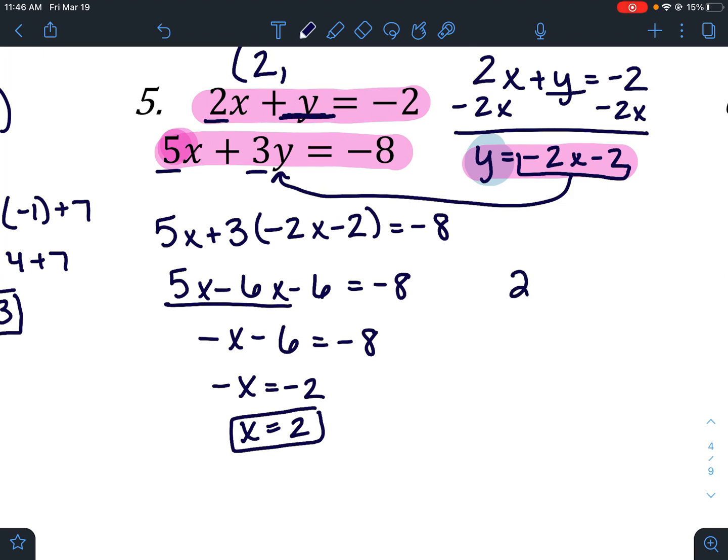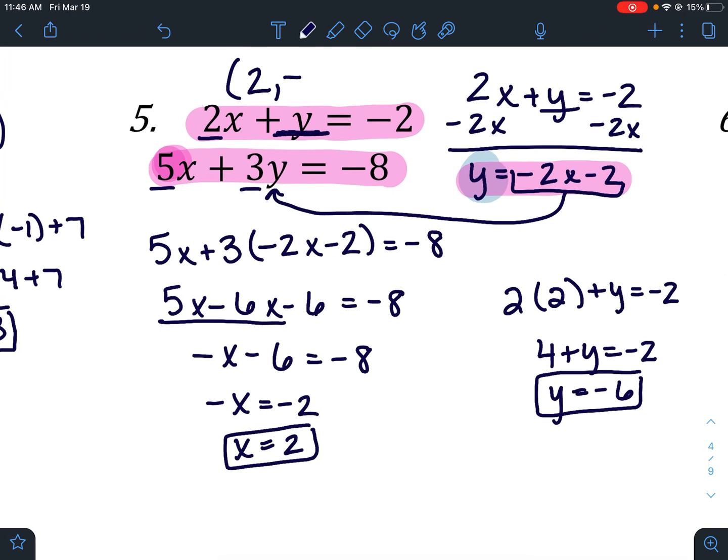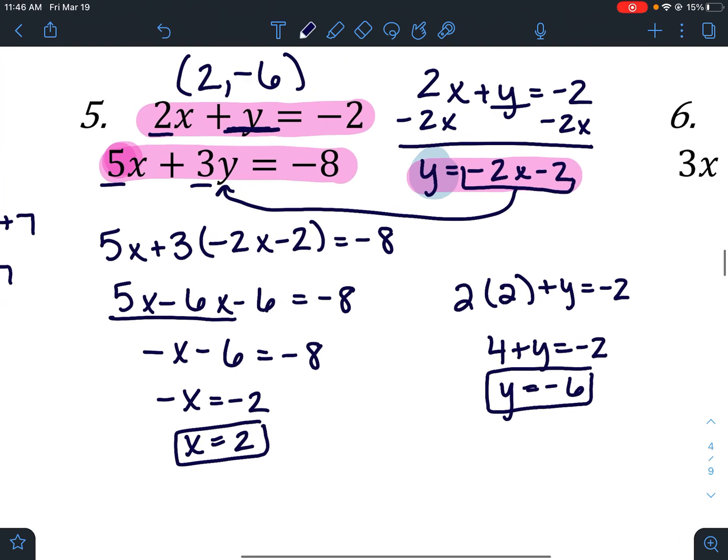So I'm going to get 2 times my x plus y equals negative 2. 2 times 2 is 4. To get my 4 to the other side, I'm going to minus it. Negative 2 minus 4 is going to be negative 6. So now my y coordinate is negative 6. All right, let's go on to this last one.